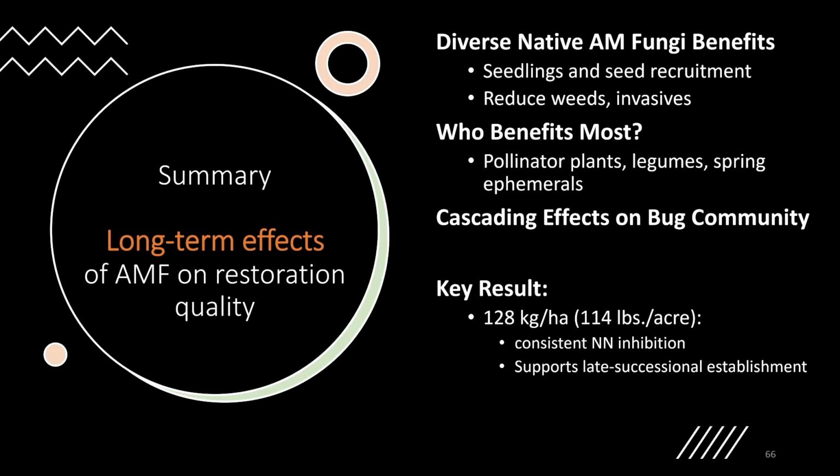So to summarize what we see with these long-term studies, which are really rare, diverse native AMF applications improve seeds and plants when we're planting them in prairie. The plants that tend to benefit the most are our legumes, our composites, our pollinated plants. And we do see cascading effects in the ecosystem on things such as bugs, for example. And then going forward, the key result is that we are thinking about 128 kilograms per hectare, which is 115 pounds per acre or something like that, is what it needs to be applied to see both non-native reduction and late successional improvement.